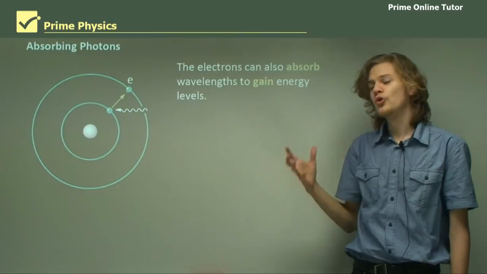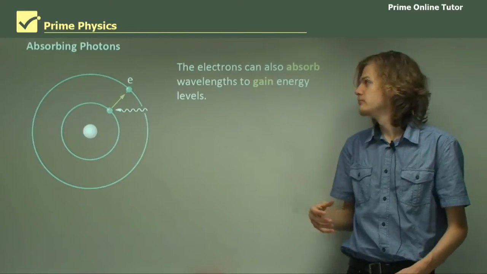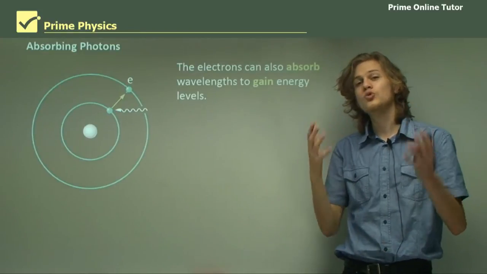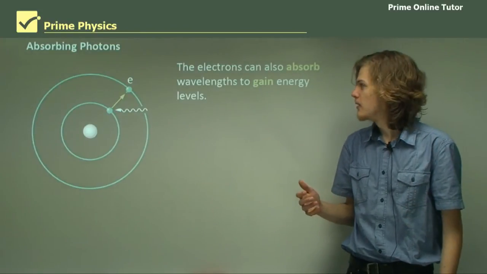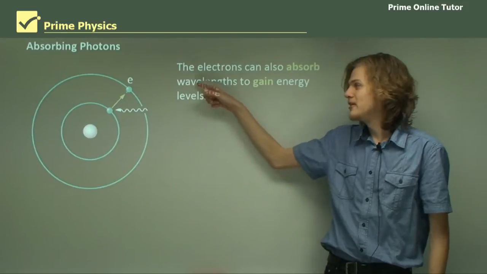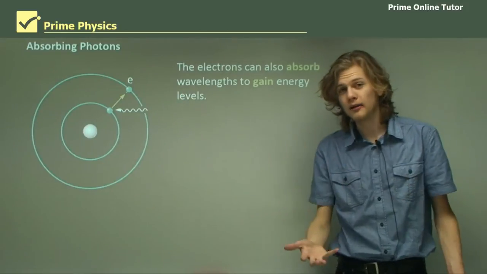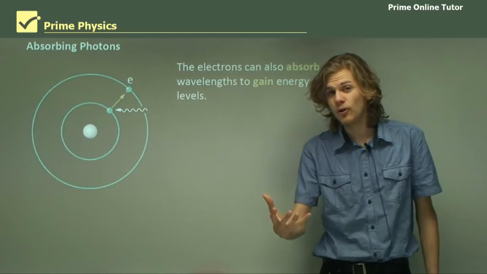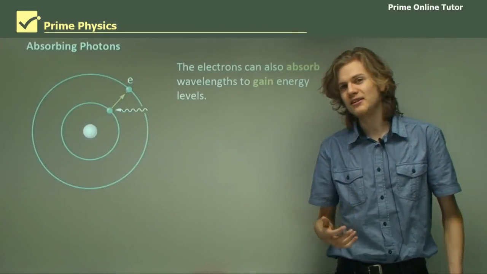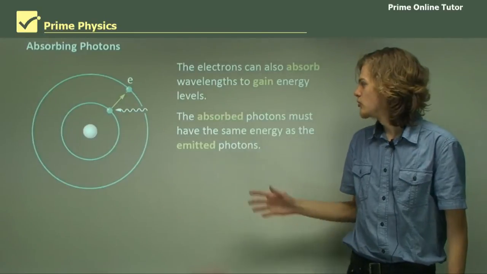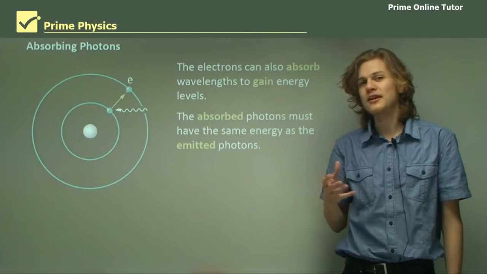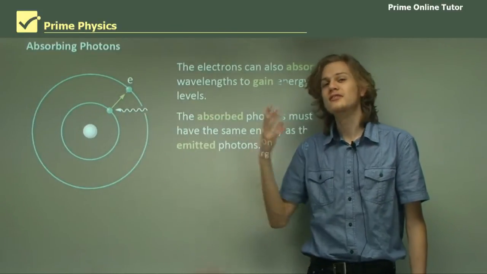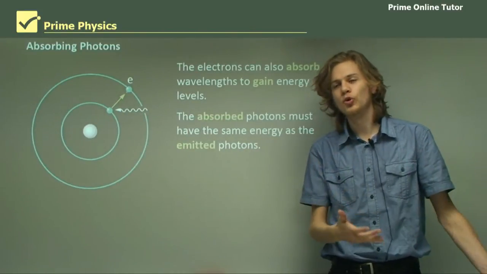So the electrons can also absorb wavelengths to gain energy levels, and this is how an absorption spectrum forms. So that means that instead of dropping down an energy level and giving out a photon, the electron takes in a photon and jumps up an energy level. The absorbed photons have to have the same energy as the emitted photons, because the energy gap between the two levels is the same, whether it's emitting a photon or absorbing a photon.